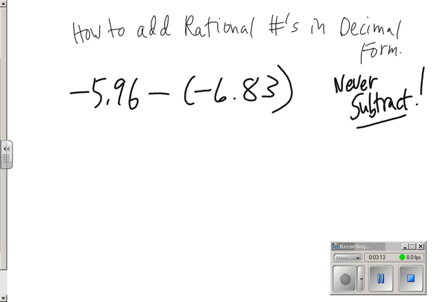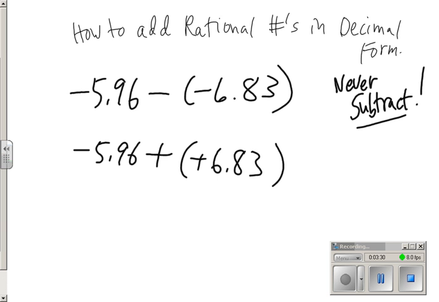What that essentially means is you're going to keep the first integer the same, or the first rational number in this case, negative 5.96, and we're going to change from subtraction to addition. And the second integer is going to become its opposite. So negative 6.83, the opposite is positive 6.83. I can show you in another video why this works, but since we're dealing with rational numbers, we'll just keep it as a shortcut rule that you already understand, and we can take it from here.